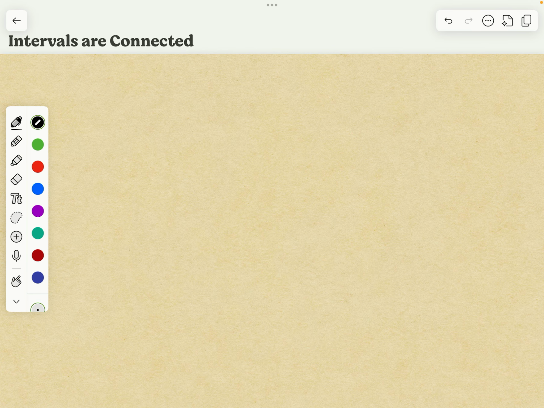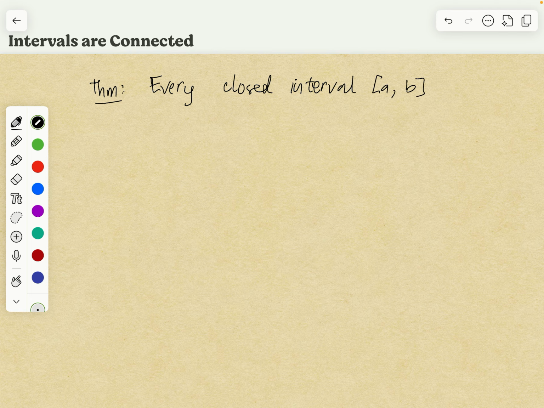Okay, in this video, we're going to prove that intervals are connected. So the theorem is every closed interval from A to B is connected. Intuitively, of course, we would expect this to be true. So the idea behind the proof, well, we want to show that this interval cannot be written as the union of two disjoint non-empty open subsets.